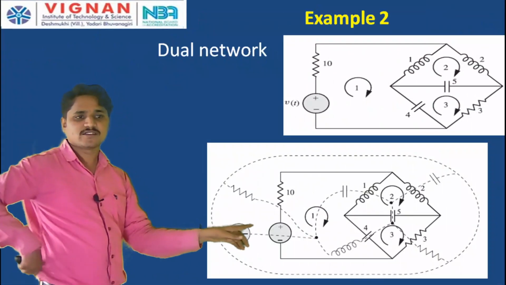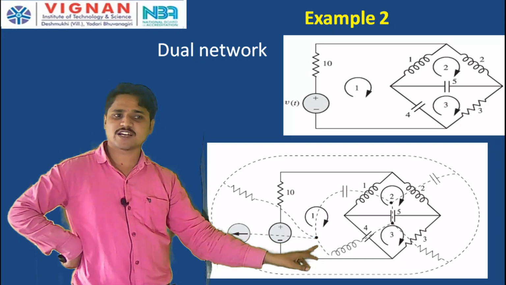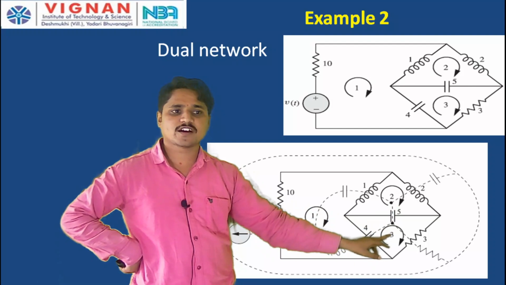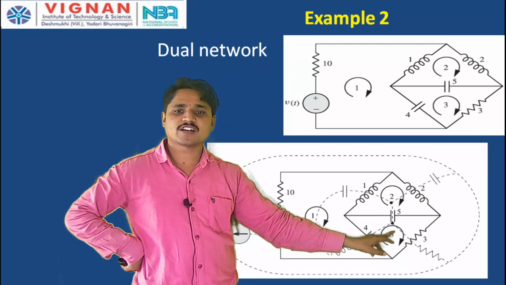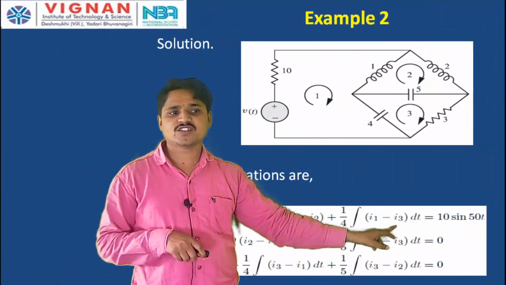So, put a dot in each independent mesh. The first mesh, I put one dot here. The second mesh, I put another dot here, and the third mesh, I put another dot here. Okay, so 3 dots are there. So, 3 dots completed.